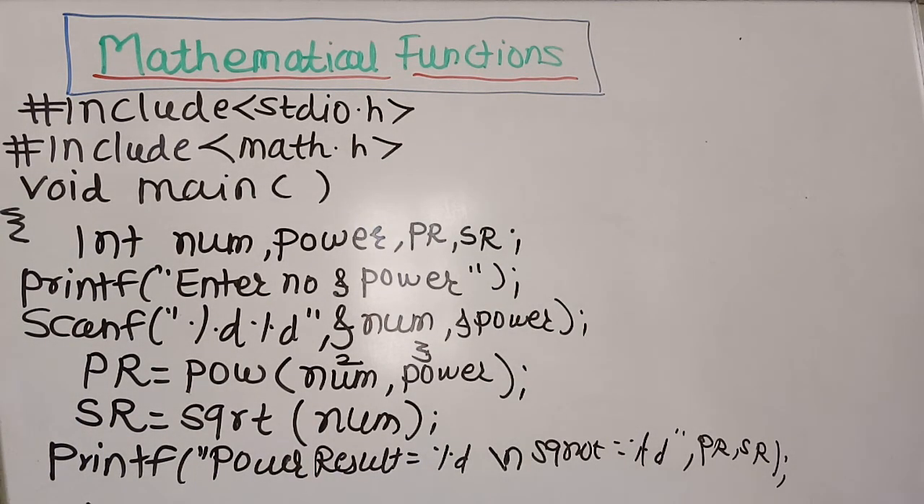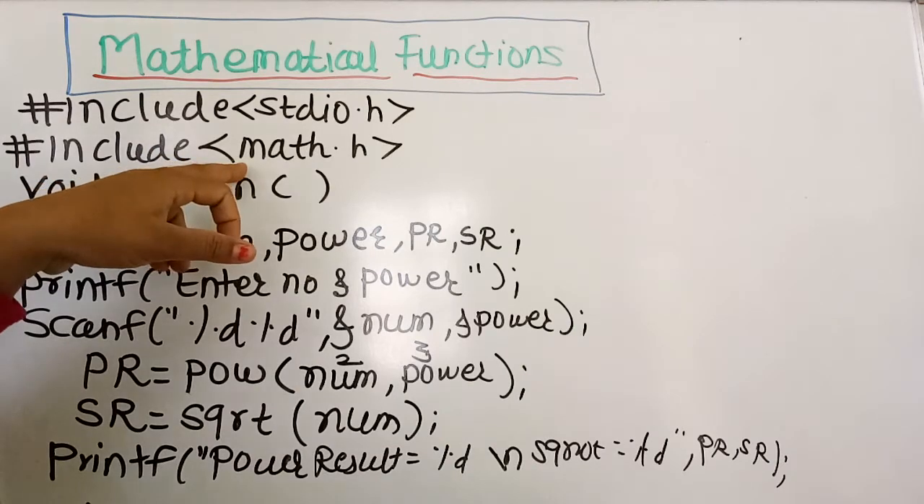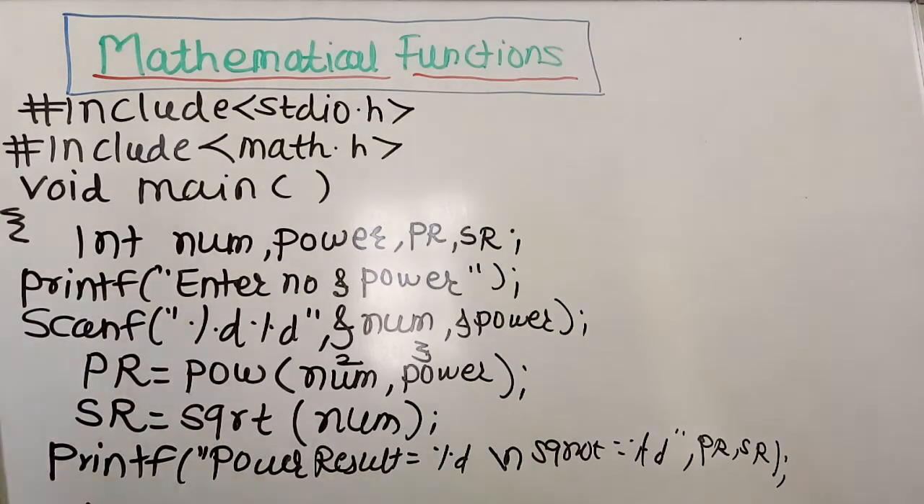So this is the basic mechanism of using mathematical functions for handling program elements. Like the power and square root, there are tan, sine, cosine, and different ready-made functions available in this math.h header file, by using which we can calculate the values of different terms easily.